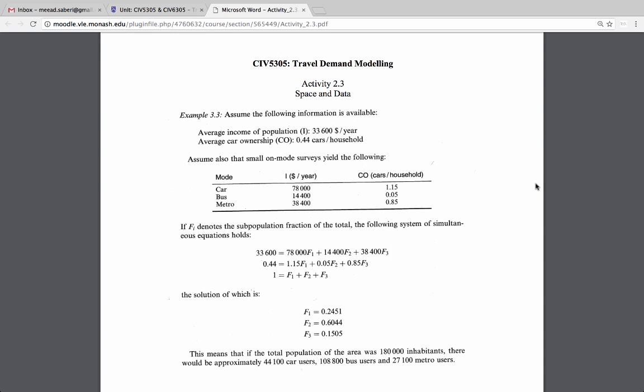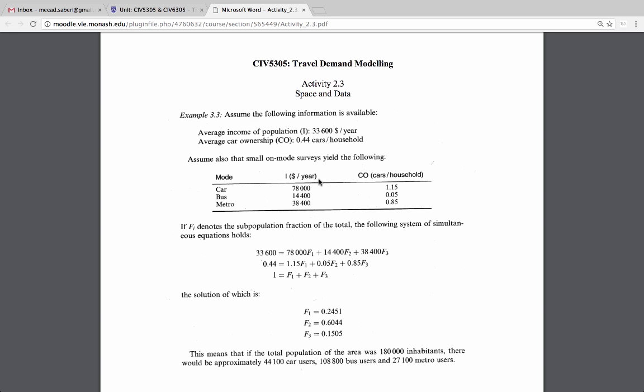In the last activity of this week, we will go over example 3.3 of the textbook, which is about how to estimate subpopulation fraction from a small survey and some limited information. So assume the following information is available. We know the average income of the population, which is $33,600 a year. We know that the average car ownership of the entire population is 0.44 cars per household.